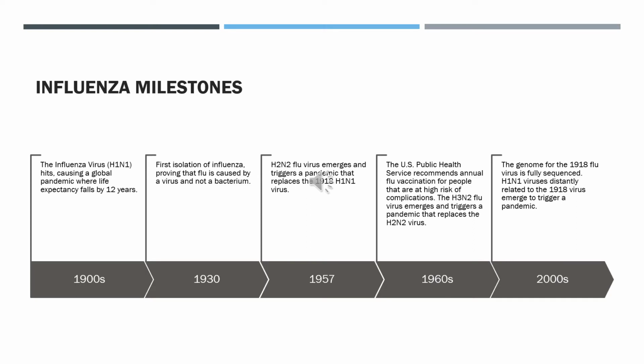In the 1960s, the U.S. Public Health Service recommends flu vaccination for people who are high risk, and a new H3N2 virus emerges replacing the H2N2 virus. In the 2000s, the genome for the 1918 flu virus is fully sequenced, and a new virus emerges to trigger yet another pandemic.